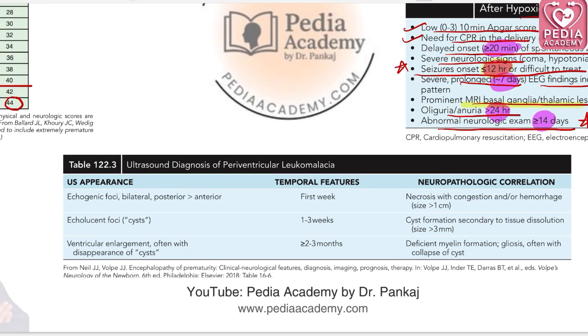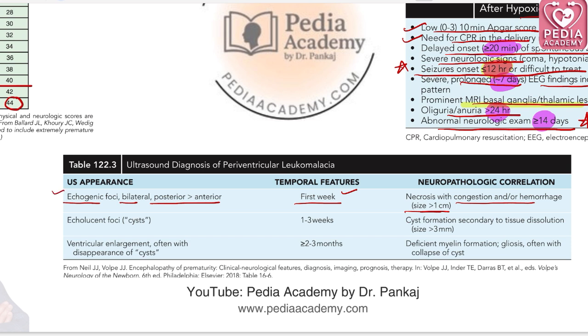Ultrasound diagnosis of periventricular leukomalacia. This is also important. In this, what they say, ultrasound appearance like echogenic foci, bilateral, posterior more than anterior. If this scenario is there, generally this is seen in the first week. So what is the correlation? Neuropathological correlation: necrosis and congestional hemorrhage more than 1 centimeter will show this.